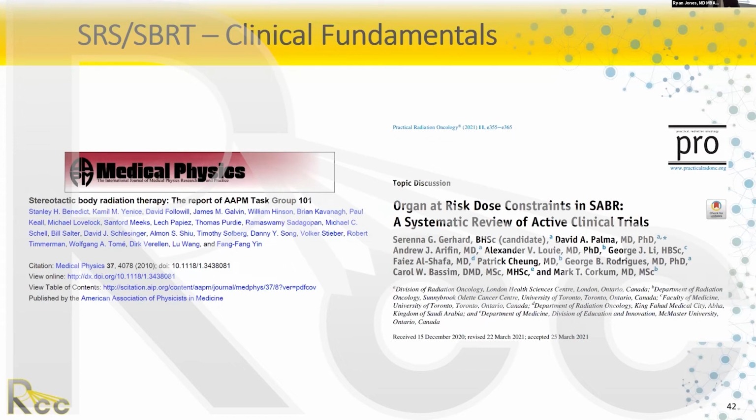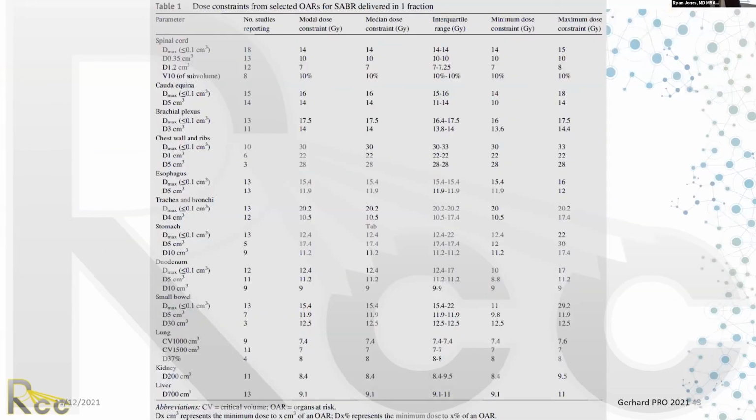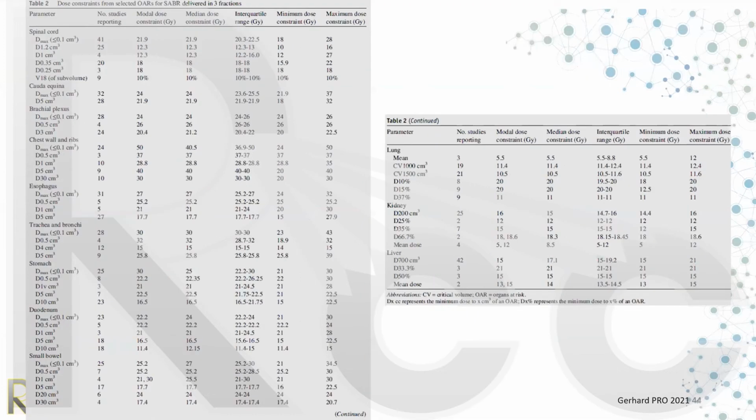And they have these tables, which I will not try and go through all of right now, but I wanted you to have it in the material, listing out some of the constraints that we'll use for our different tissue types, because some of these, as I mentioned, have changed from TG 101. And you should always, as you do, I'm sure, even for your conventional fractionation cases, be sure to check all organs at risk nearby to try to meet these limits as much as you can.